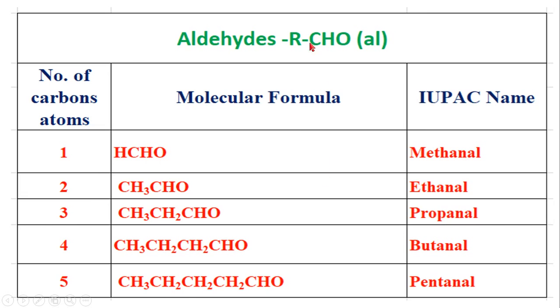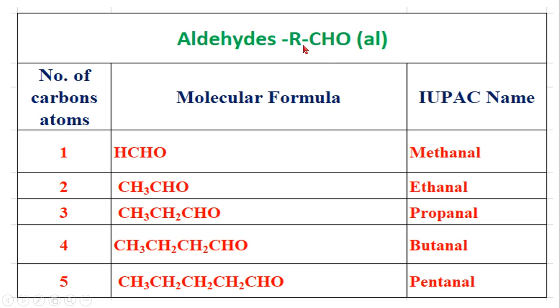The next one, aldehyde. The functional group of aldehyde is CHO. The general formula is RCHO and the suffix used is Al. The number of carbon atoms 1. The molecular formula: in RCHO, in the place of R we put H, so the molecular formula is HCHO. Here only one carbon means methane, and you remove E and put Al. Aldehyde, the suffix used is Al, so that is methanal.